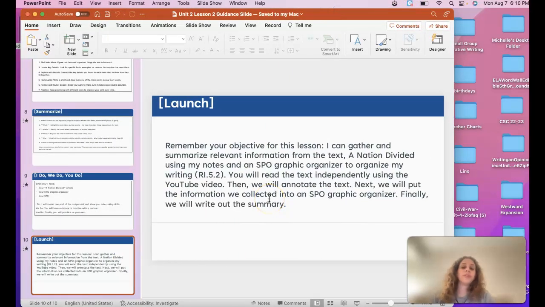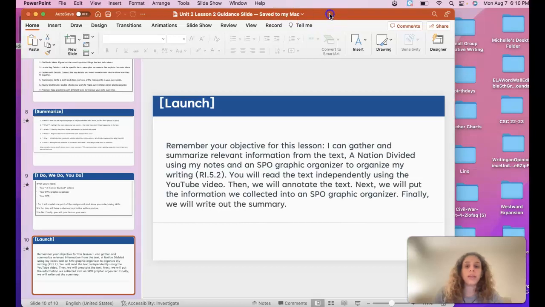So remember your objective for this lesson. I can gather and summarize relevant information from the text, A Nation Divided, using my notes and an SPO graphic organizer to organize my writing. Again, you're going to read the text independently, or you can have it be read aloud to you using the YouTube video. Then you're going to annotate the text and insert your annotations inside of the graphic organizer. That's the who, what, where, when, why, and how. And next, you're going to put that information that you collected into an SPO graphic organizer. And then finally, you're going to write out a summary in the mastery check.